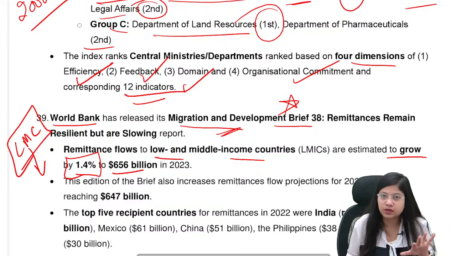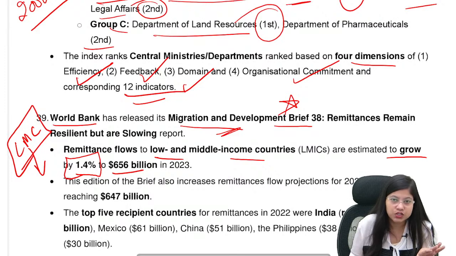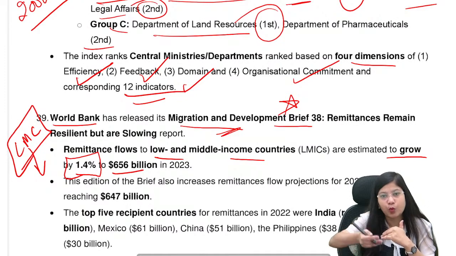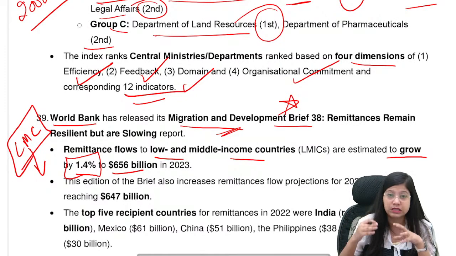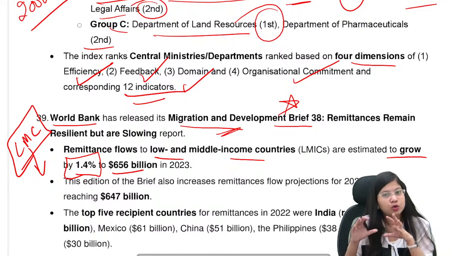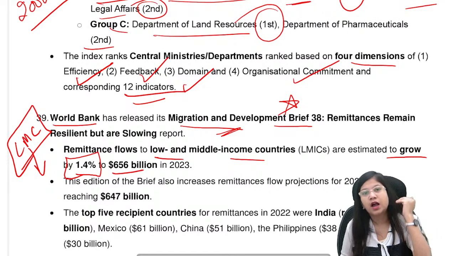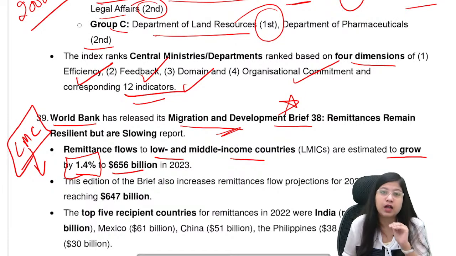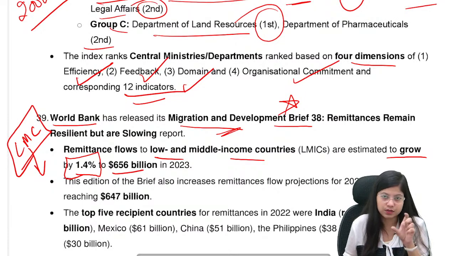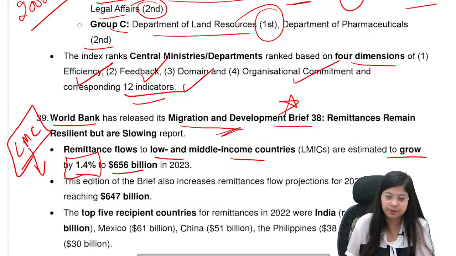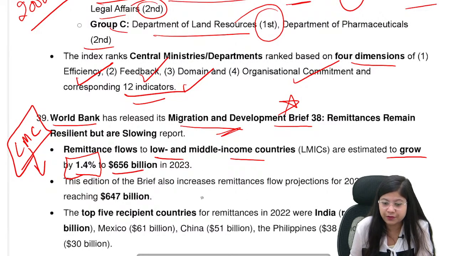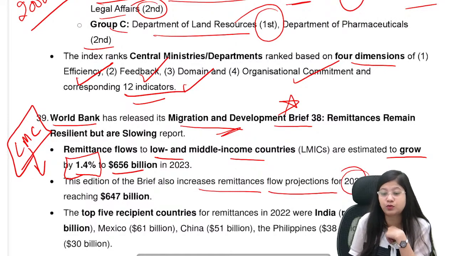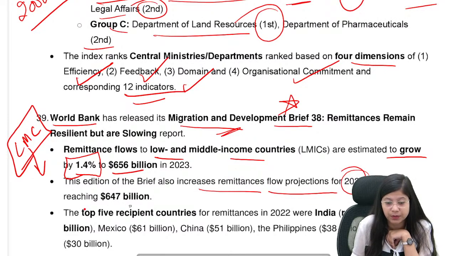I hope you are clear with the basics. So this is not the GDP, this is the transfer income that is flowing from one country to this country, but still money is coming in the country. So in that sense, it is a very huge part of the income of the particular countries, low and middle income countries. Okay. This edition of the brief also increases remittances flow projections for 2022 to 8%, reaching 647 billion US dollars.